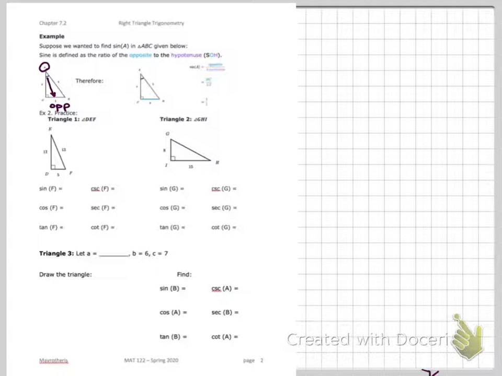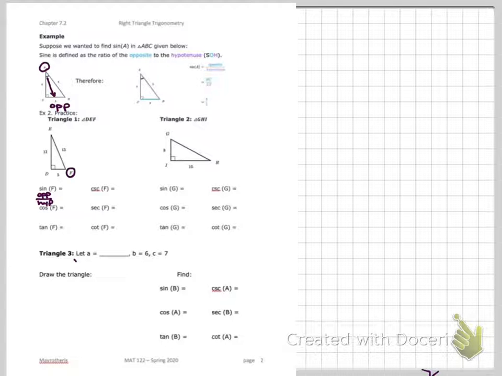Okay, so example 2, we got triangle DEF. Notice here, like I said on page 1, if it's an ABC triangle, C is typically the right angle. Here we don't even have a C, but the sides are labeled. We know what we're looking for. So we want the sine of F. Here is our angle F. So the sine is, and I'm just going to put a note right here, opposite over hypotenuse.